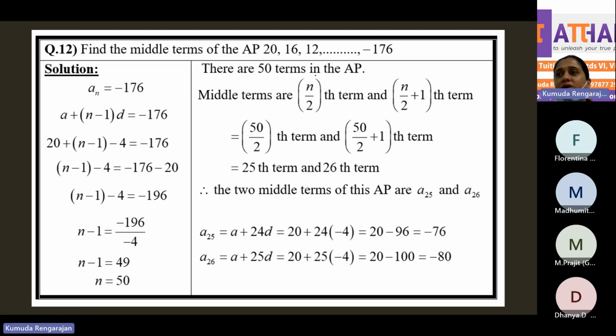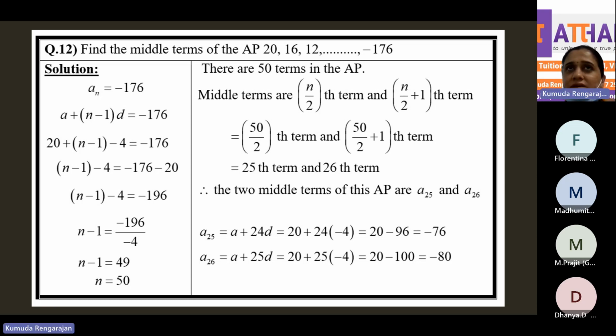Find the middle terms of the AP. To find the middle terms, you should know the value of n. And who will tell you the value of n? Minus 176. The last term will tell you the value of n. So use an is equal to minus 176. Find the value of n.